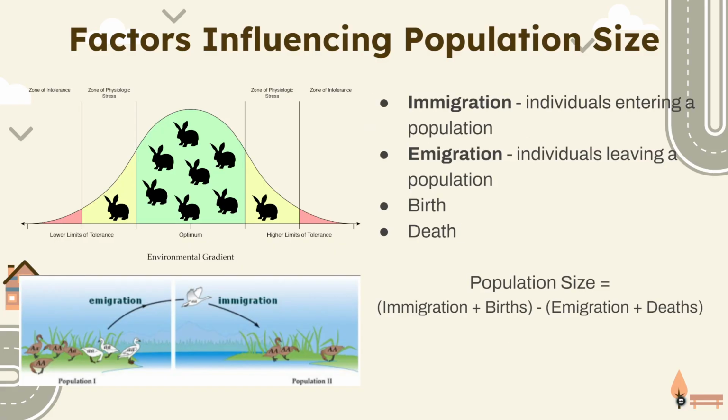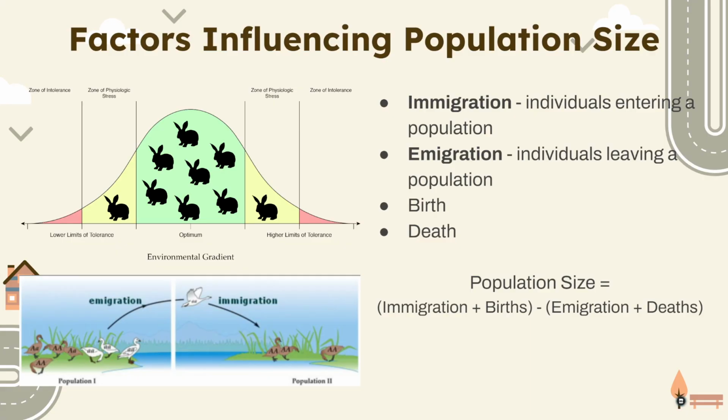Population size is also influenced by movement. Immigration is individuals entering a population, and emigration is individuals leaving a population. The basic formula for population size change over a period of time incorporates these factors plus births and deaths. Population size equals the immigration plus births minus the emigration plus deaths.